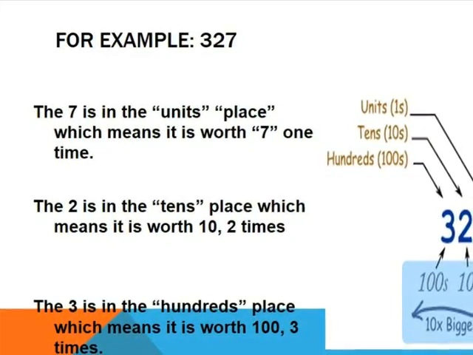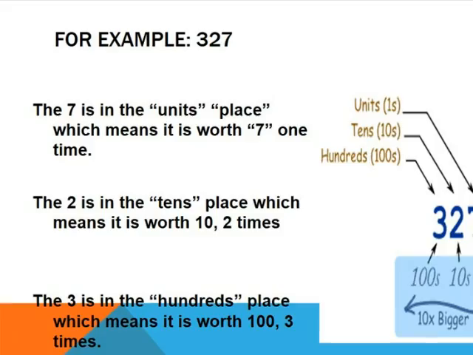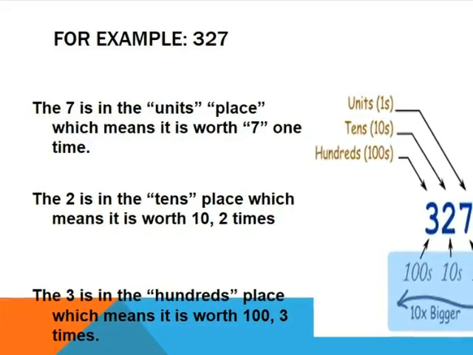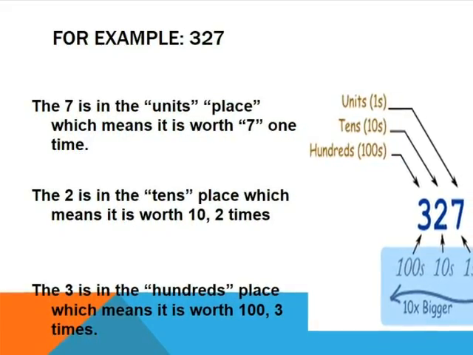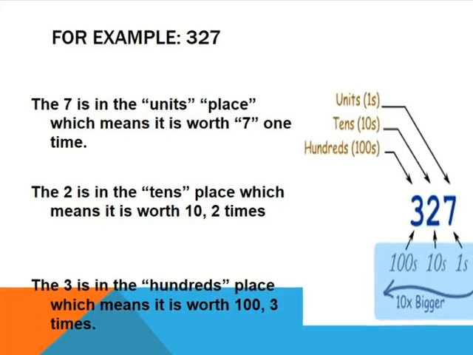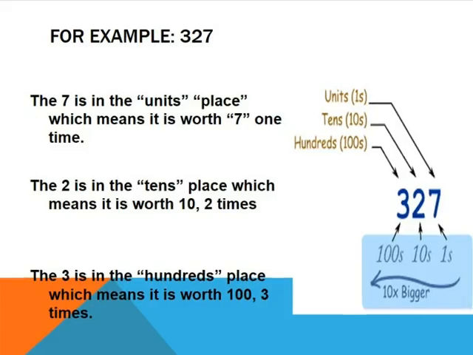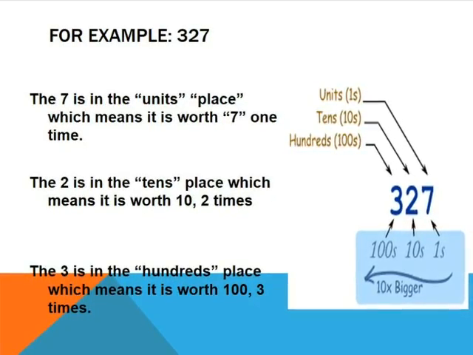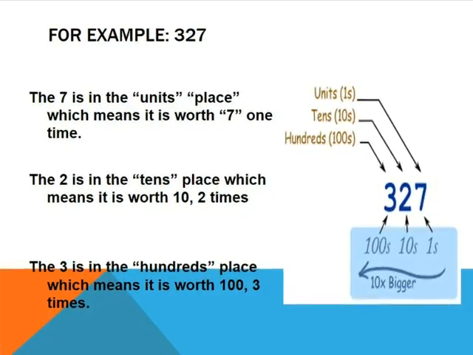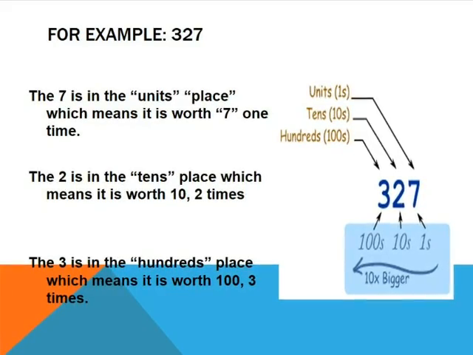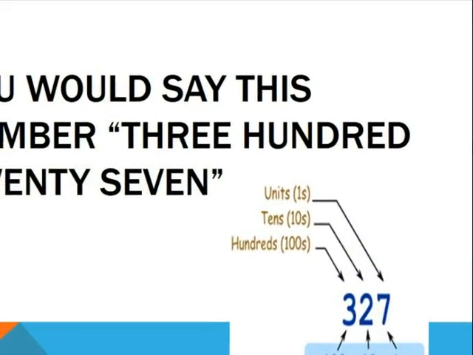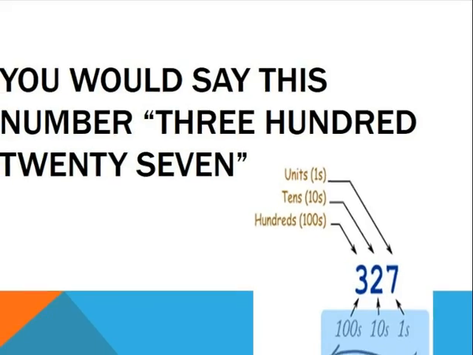There is a 2 in the tens place, which means it is worth 10 two times. And there is a 3 in the hundreds place, which means it is worth 100 3 times. As you can see, the value of each number gets 10 times bigger as it goes to the left. So you would say this number, 327.